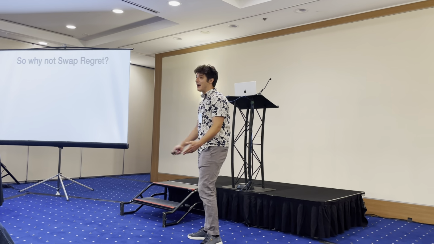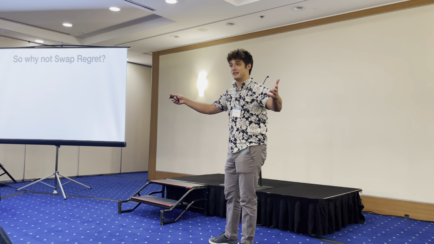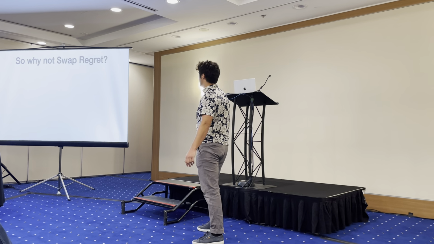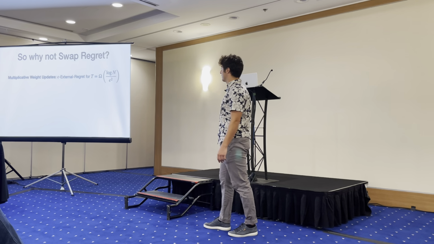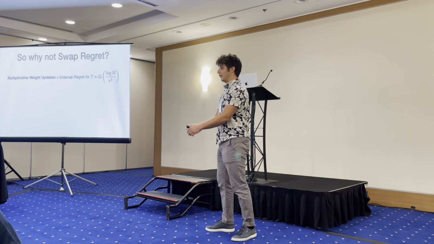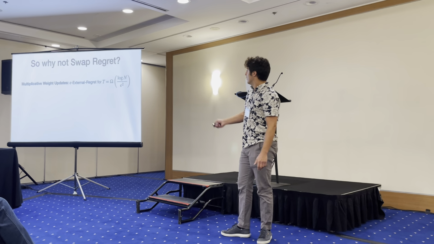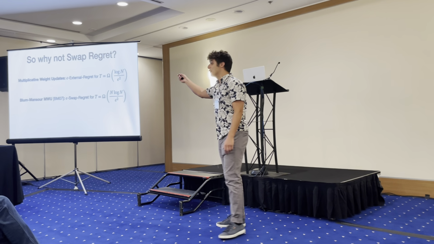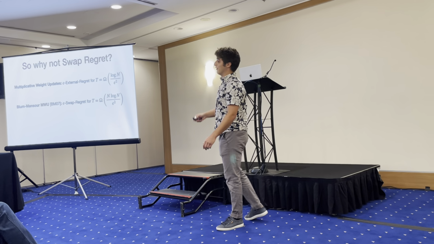Okay, so why not swap regret? If it has all these great guarantees, why is it the less common type of algorithm in practice compared to external regret minimizing algorithms? I think one answer is the following. You have a classic external regret minimizing algorithm like multiplicative weights, which is going to have an external regret converging to 0 at a rate that is logarithmic in the number of actions. Whereas classic algorithms to minimize swap regret have rates that are linear, polynomial in the number of actions. And oftentimes this is a killer.